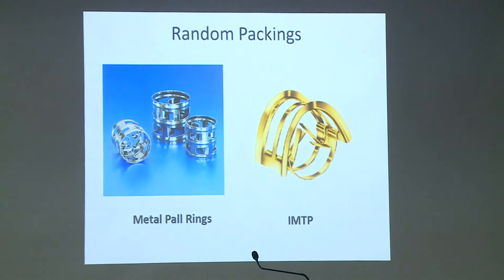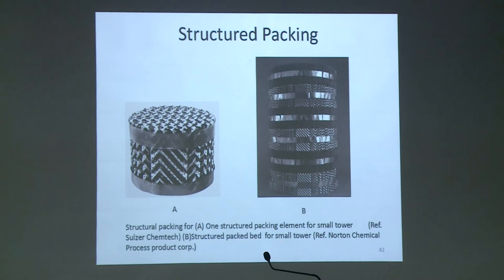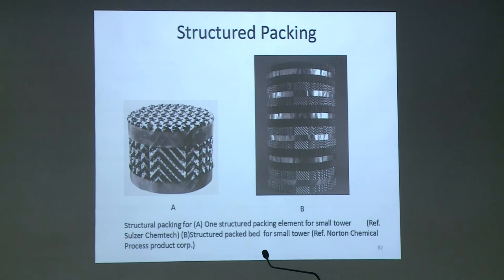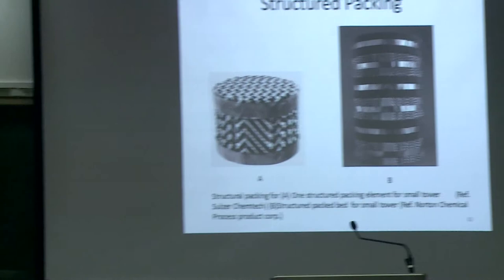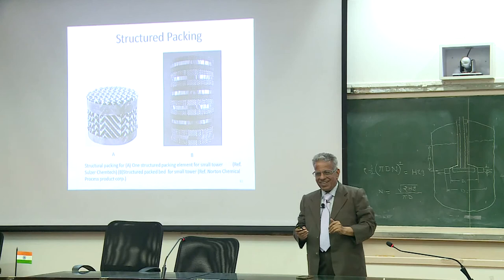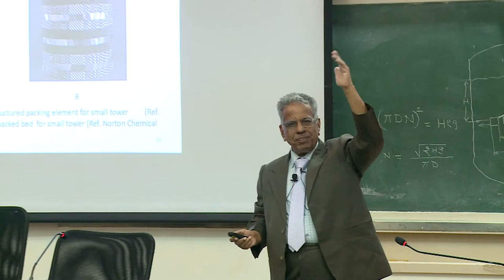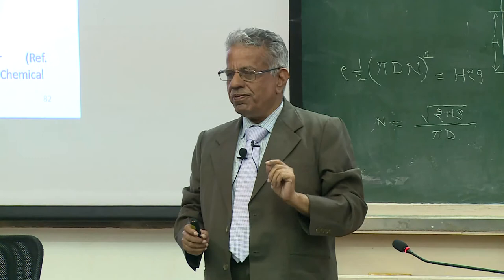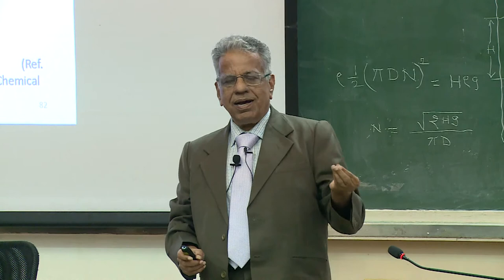Then you have seen this in the laboratory: metal Pall rings and IMTP, then the structured packings, all right. So here we pump the liquid at the top, and as far as equipment is concerned, the liquid is available at a certain distance from the bottom, and we call it a potential energy equipment. Right? No doubt the pump has pumped the liquid at the top and has given the energy, but we always consider with respect to equipment.